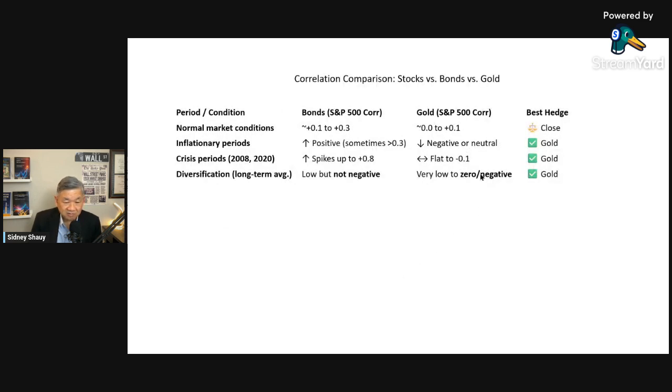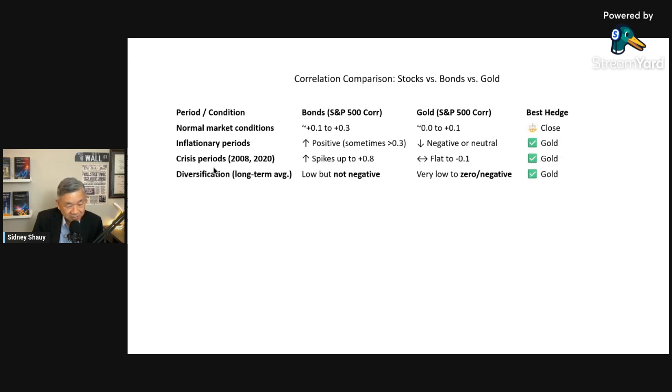All right. So let's see how it is between gold and bonds, right? Gold and bonds. Which one is better? So for bonds, in normal market conditions, a little positive, but still okay, and gold a little bit better. So it's kind of close, a tie between those two. During inflationary periods, bonds not very good, and gold is better. So the winner here is gold.